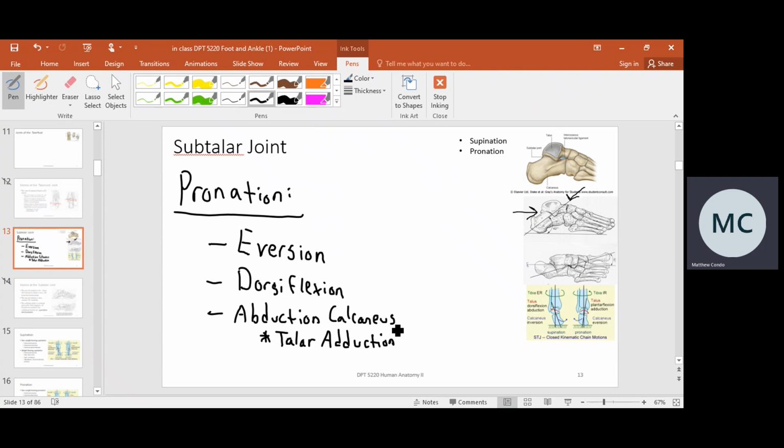So the nice thing about supination and pronation is if you learn one of them, all you got to do is flip and everything else falls into place. Okay, so we'll kind of go through that process. So if I have pronation, would I expect to see a high arch or a low arch? Low arch. So low medial longitudinal arch.